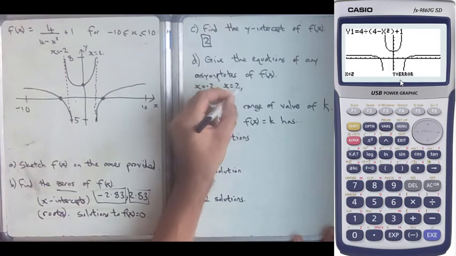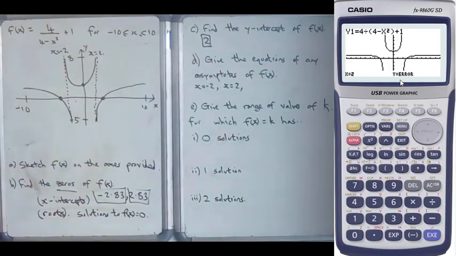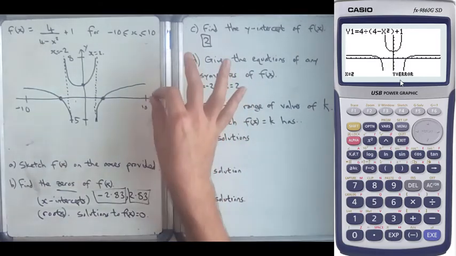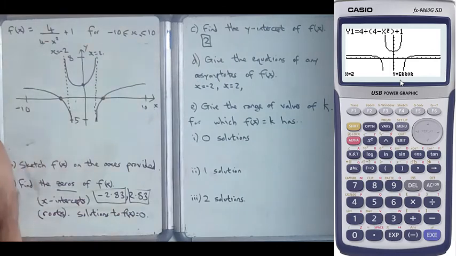X equals 2. Now there is one more asymptote, a horizontal asymptote. Now horizontal asymptotes are different to vertical ones. Horizontal asymptotes: the function sometimes approaches those for very, very large values of x, or for very, very large negative values of x, or for both in this case.